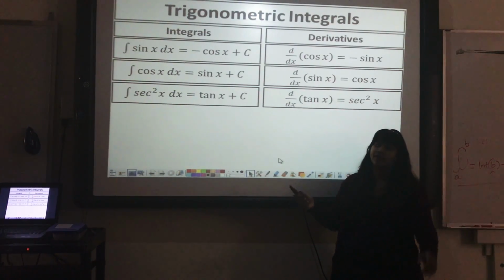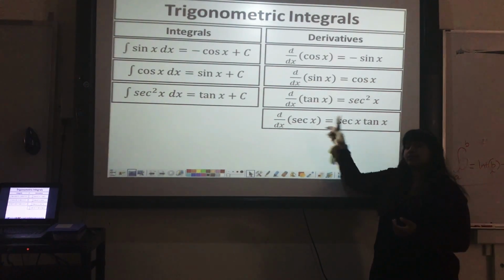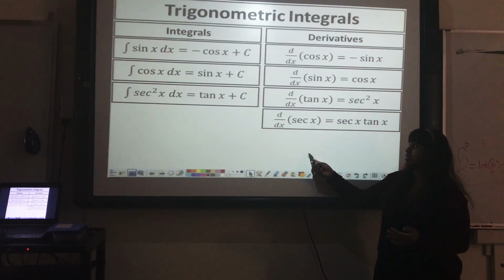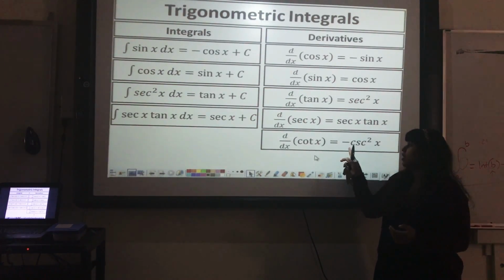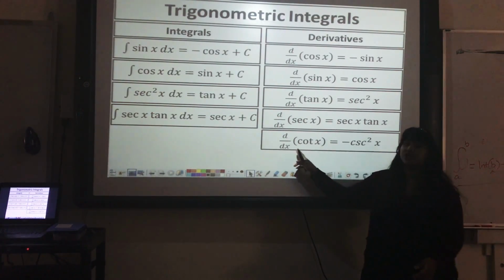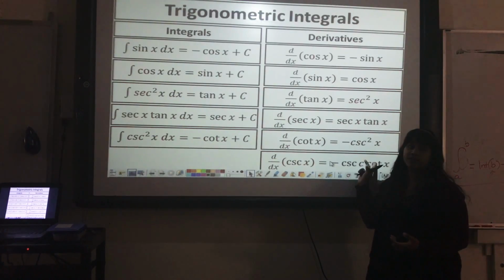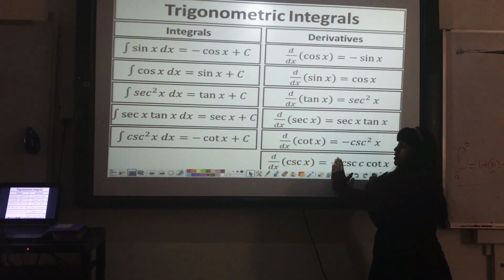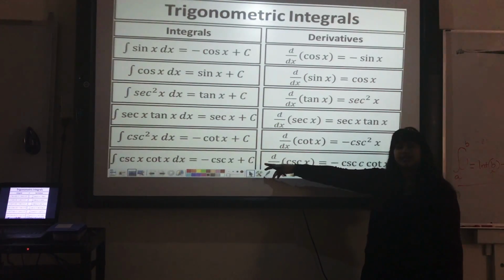You guys kind of see that pattern coming. All right, the derivative of secant x is secant x tan x, so the integral of secant x tan x must be secant x plus c. Two more: the derivative of cotangent x is negative cosecant squared x, so the integral of cosecant squared x would just be negative cotangent x plus c. And finally, the derivative of cosecant x is negative cosecant cotangent x, so the integral of cosecant cotangent x would be negative cosecant x plus c.